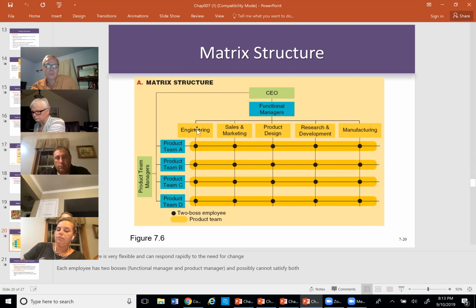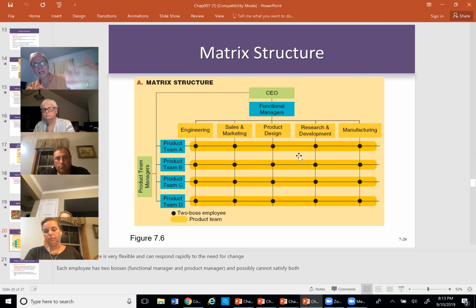A matrix organization has this. We have a functional organization. We have departments: engineering, sales and marketing, product design, research and development, manufacturing. We could keep going, right? Accounting, legal, finance, whoever, right? And then on top of that, in addition to the functional departments, we have product, or often they're called project teams. I'm used to them being called project teams, where we could put somebody from sales and marketing on the project team. We have a couple of people from product design on the product team. We have 4 people from research on the product team. So we put together a cross-functional team for a project, and we pull people temporarily out of the departments. So it's a matrix organization because we have the functional departments coming downward, and we have the projects going across the organization. That's why it's a matrix.